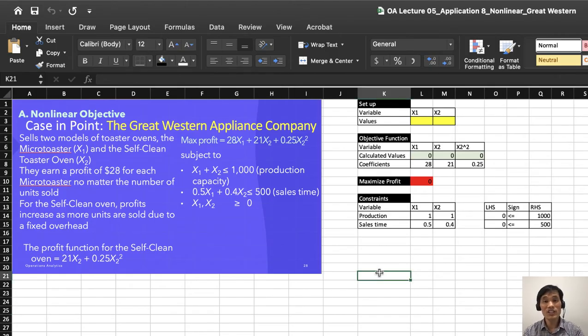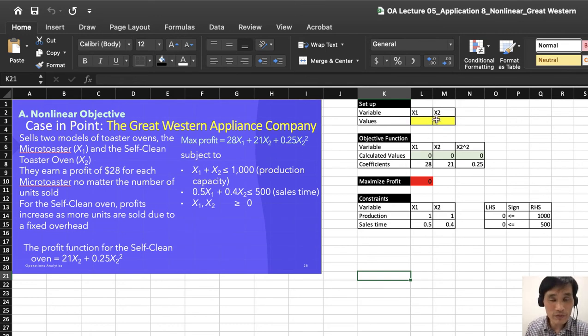So here's a nonlinear programming example, and we have an objective. In the objective, you have a nonlinear function: 20x1 plus 20x2 plus 0.25x2 squared. So a nonlinear function is included here. And as I said, you are going to have two variables, x1 and x2, and take a two-step approach.